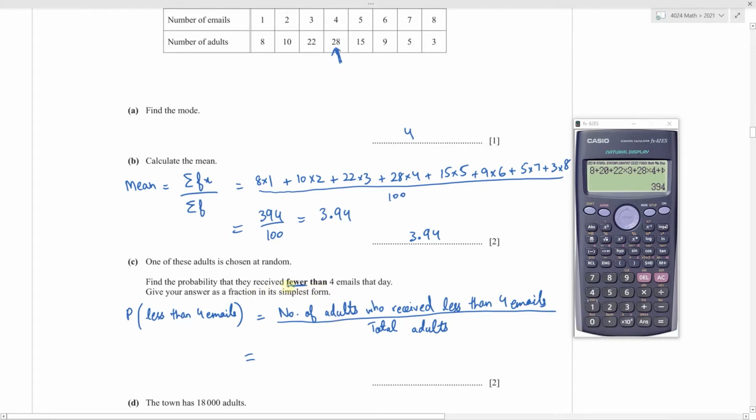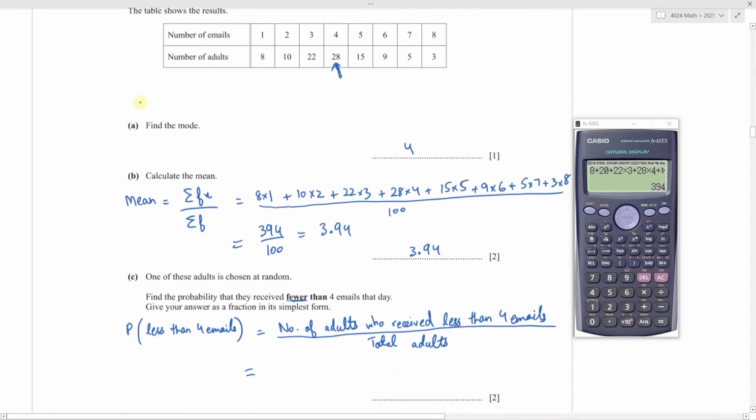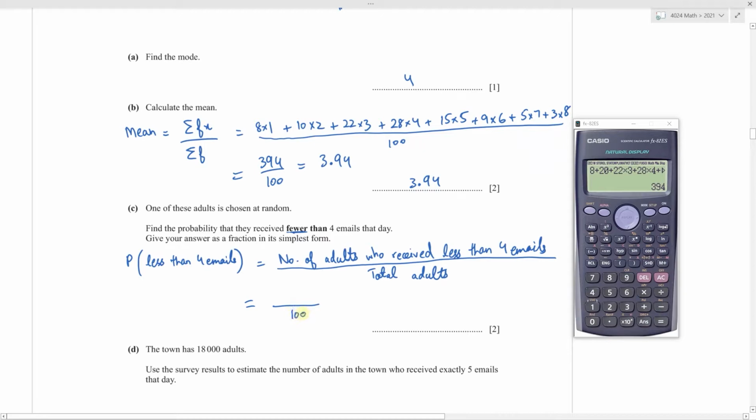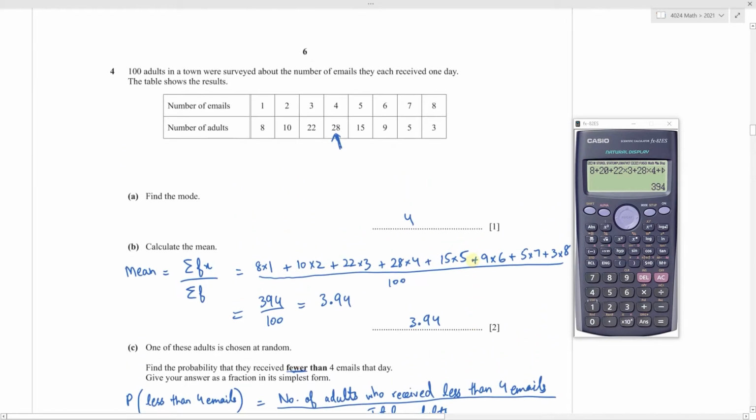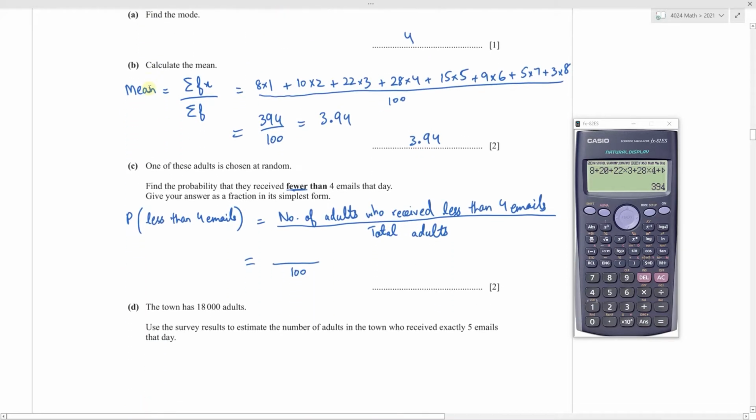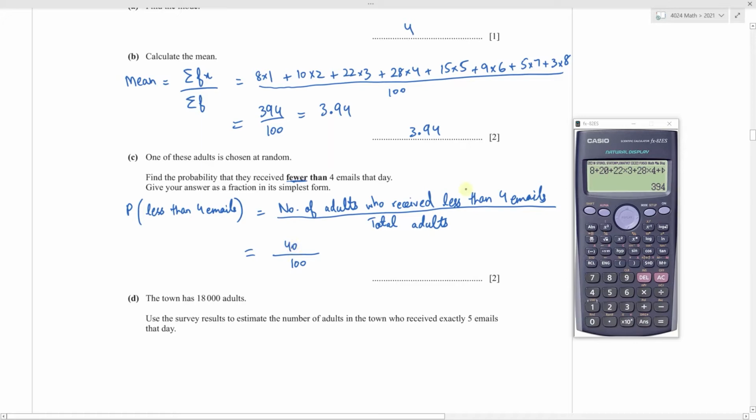That will give you the probability that if you choose an adult, they would have received less than 4 emails. If you choose an adult from this group, how many adults are there total? 100. So there are a total of 100 adults, and number of adults who received less than 4 emails. So those will be these adults, because these received less than 4. These 22 received 3 emails, these 10 adults received 2, and these 8 received 1 email. So 22 plus 8 is 30, 30 plus 10 is 40. So out of the 100, 40 people received less than 4 emails.